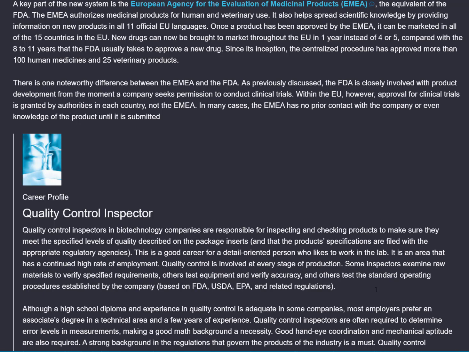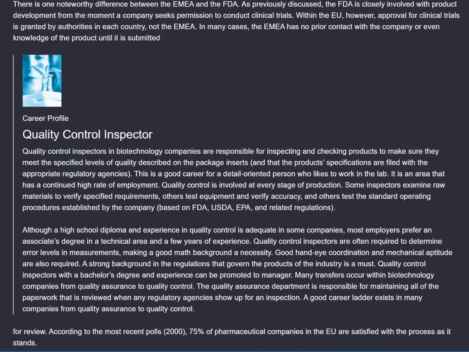It also helps spread scientific knowledge by providing information on new products in all 11 official EU languages. Once a product has been approved by the EMEA, it can be marketed in all of the 15 countries in the EU. New drugs can now be brought to market throughout the EU in 1 year instead of 4 or 5, compared with the 8 to 11 years that the FDA usually takes to approve a new drug. Since its inception, the centralized procedure has approved more than 100 human medicines and 25 veterinary products.